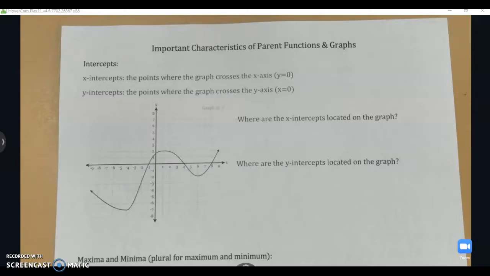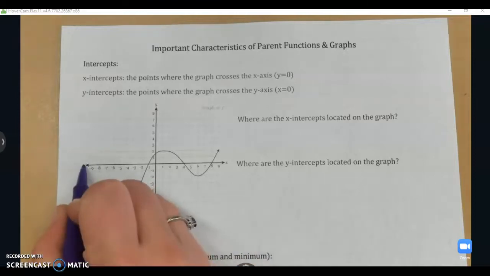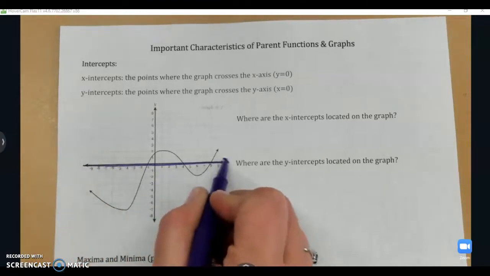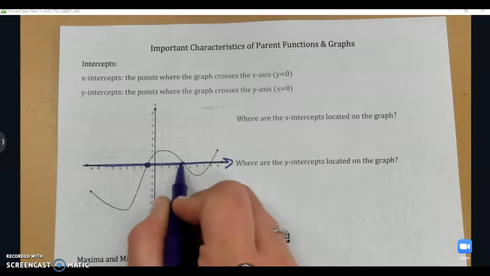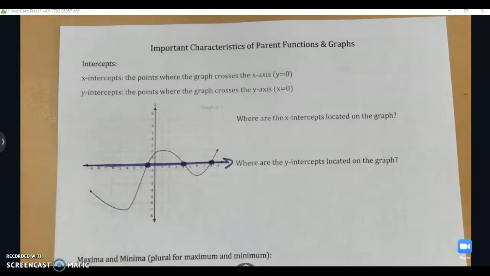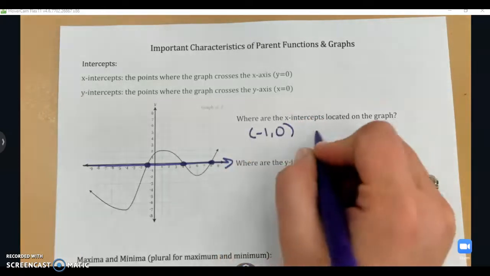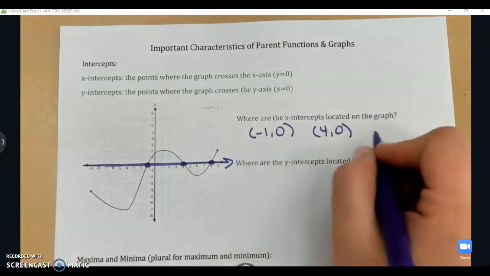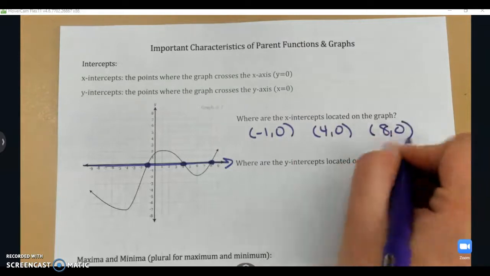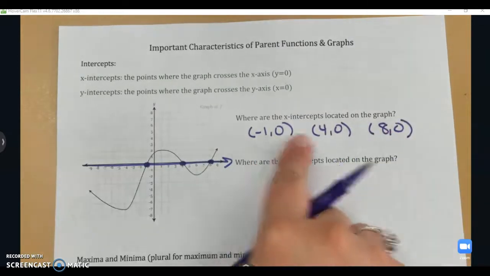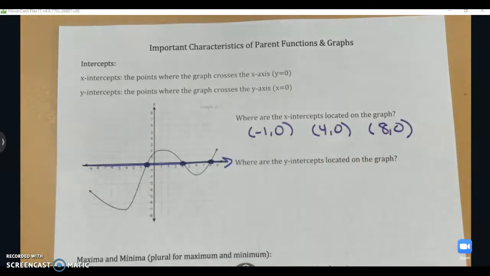So let's look at this graph we're given here. Where are the x-intercepts located? If I scan across my x-axis, I touch 3 points, and the locations of those are at (-1, 0), (4, 0), and (8, 0). So those are my x-intercepts. Notice the y-coordinate is 0 for all 3 of those points.